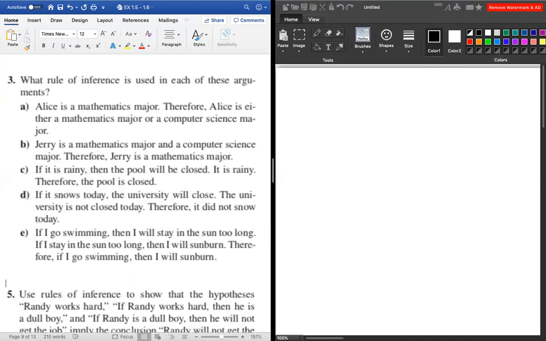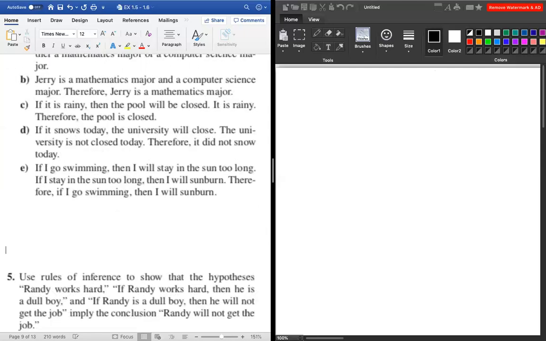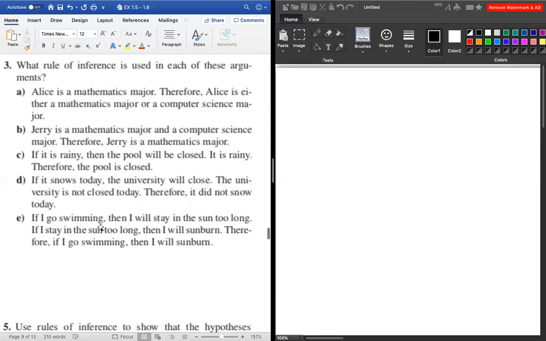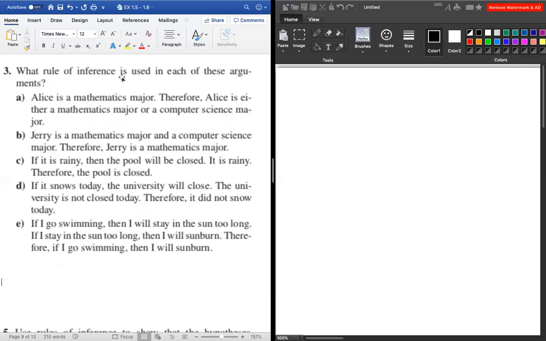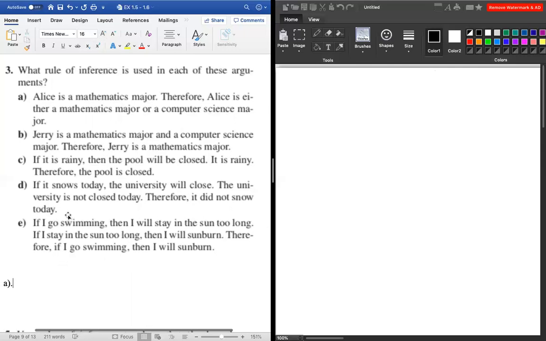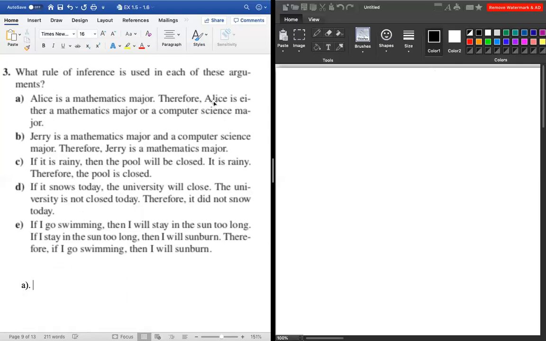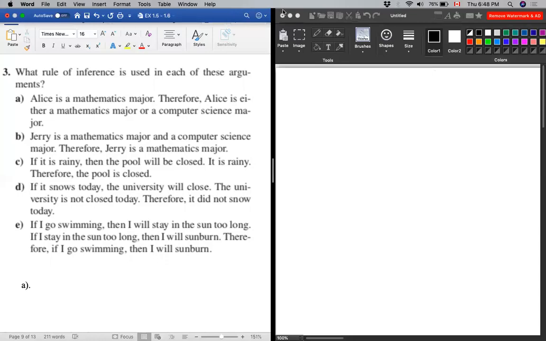So here we have to tell which rule of inference we can apply on these ones. Here we have part number A. Alice is a mathematical major. Therefore, Alice is either a mathematical major or a computer science major. Well, we have to think about what rule we can apply on this statement. Let me open up the slides on the side.